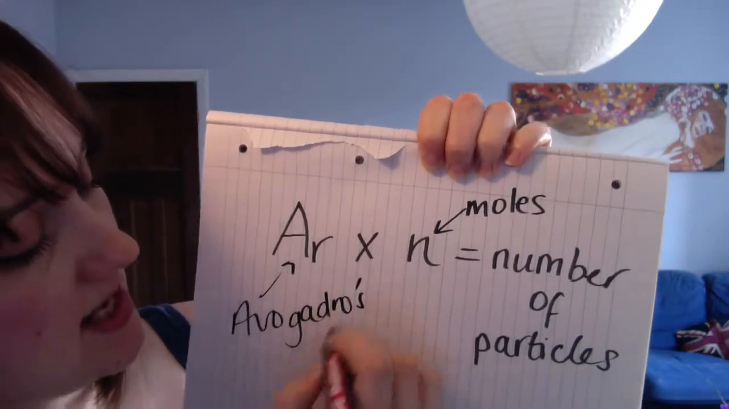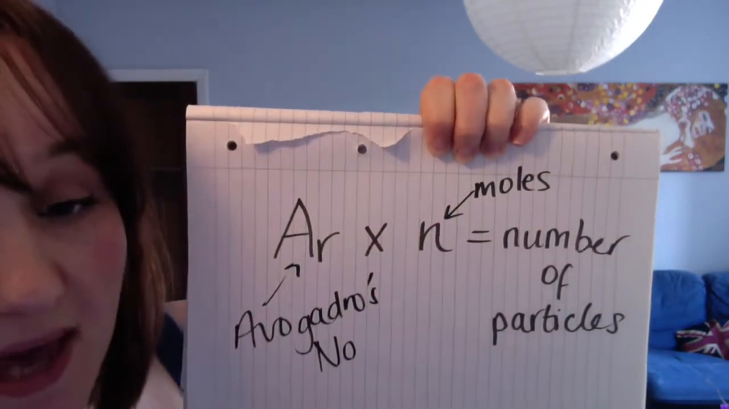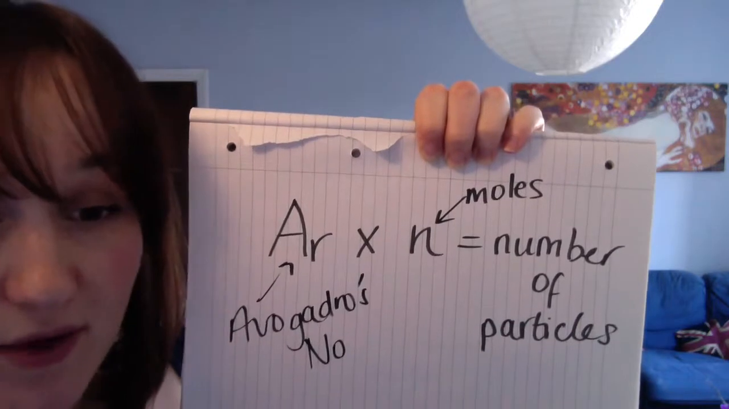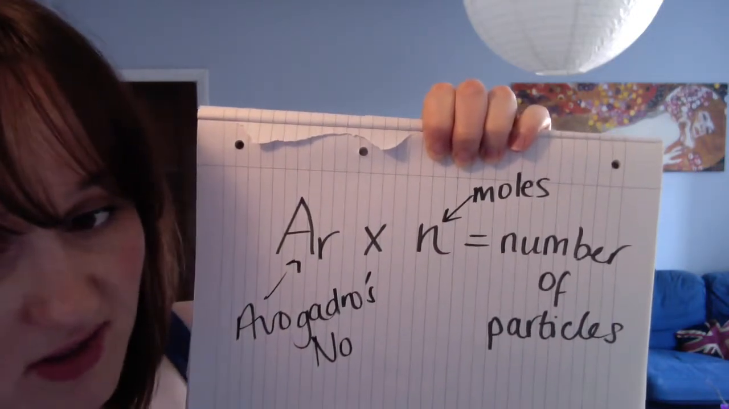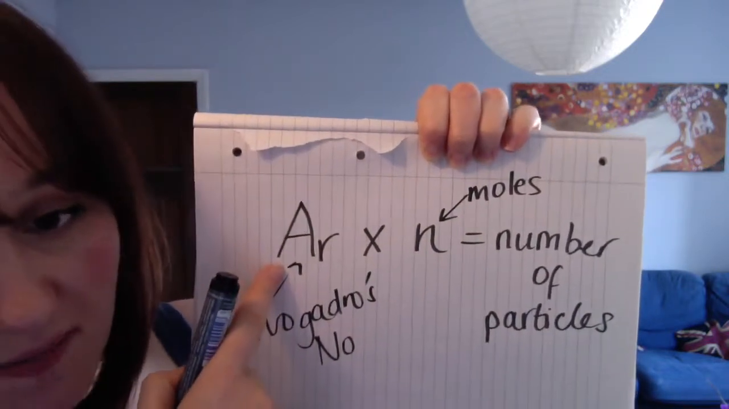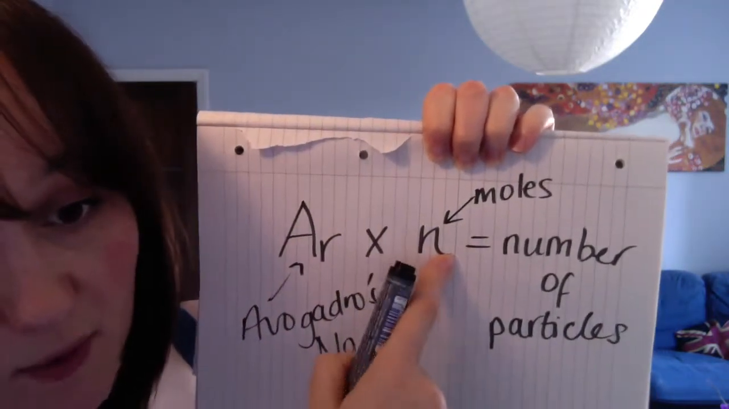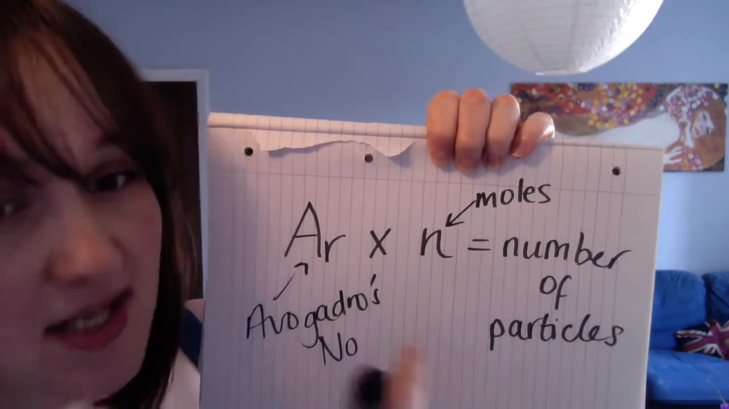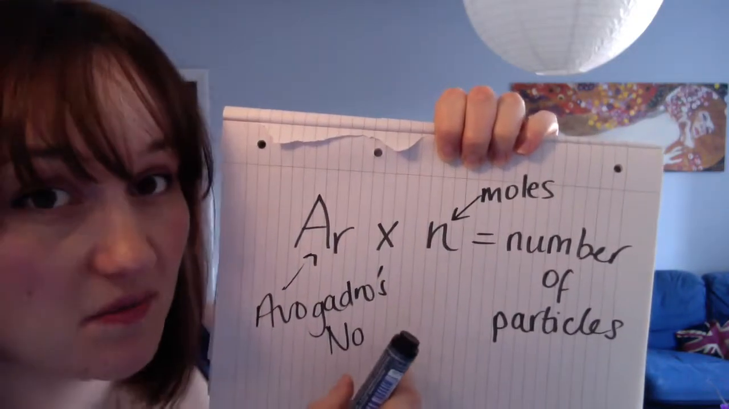Now this is actually a very common question that you may get in the exam, and what you may also have to do is do it the other way around. So if you did know the numbers of particles, you already know Avogadro's number, you can actually work out the numbers of moles by rearranging this equation. So this equation is really important, it's something that you should remember.